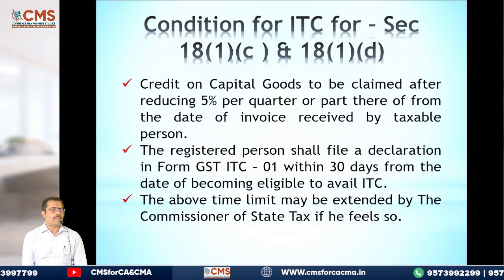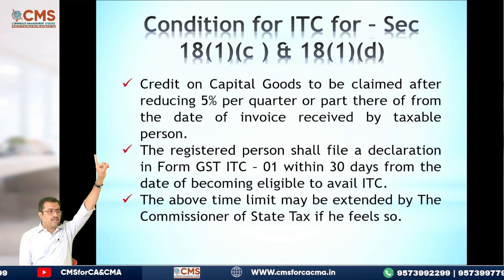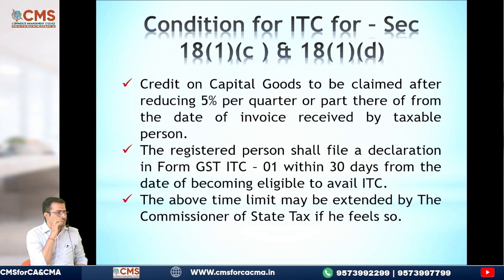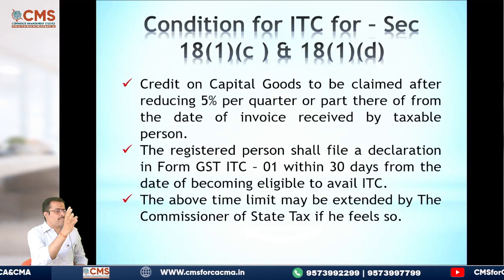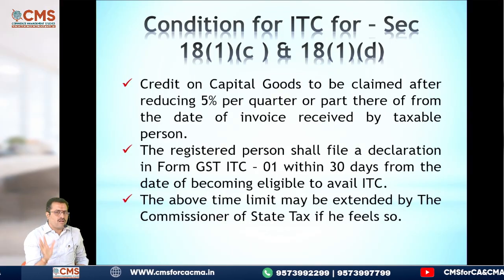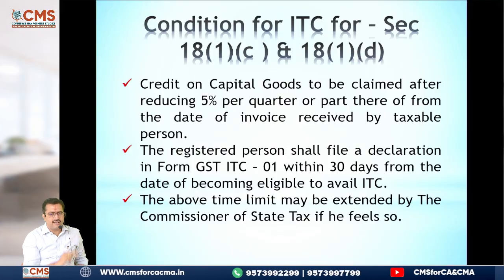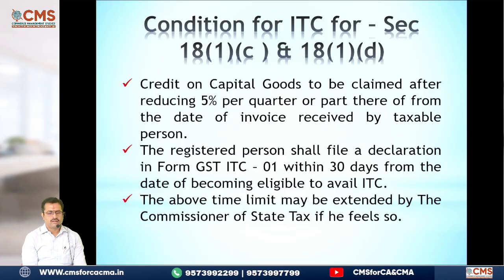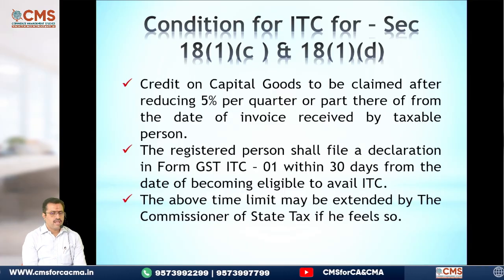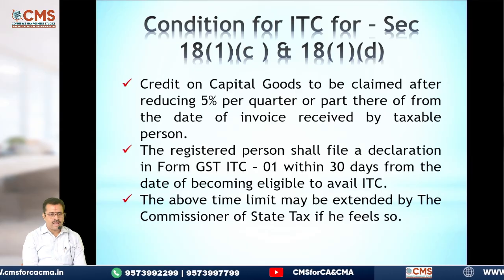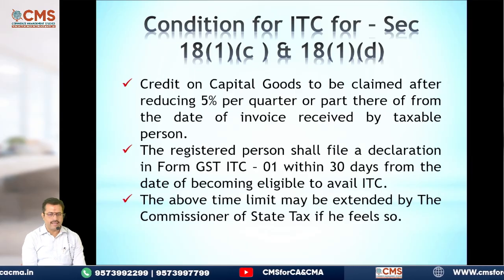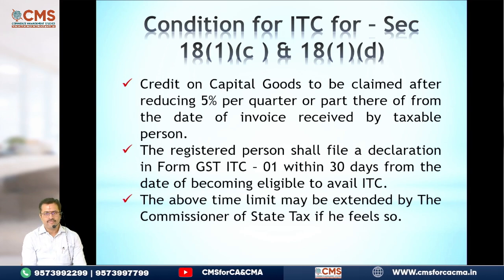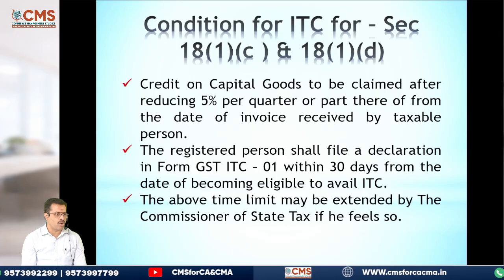Credit on capital goods is to be claimed only after reducing how much? 5% per quarter or part thereof from the date of raising the invoice, because the capital goods will start depreciating from the date when I purchase. That's why from the date of invoice itself, 5% per quarter or part thereof I have to reduce. This is the first condition. Second condition: the registered person shall file a declaration in form GST ITC-01 within 30 days from the date of becoming eligible to avail ITC. And lastly, the above time limit may be extended by the commissioner, mentioning the reason in writing. These are some conditions you have to be very, very cautious about.